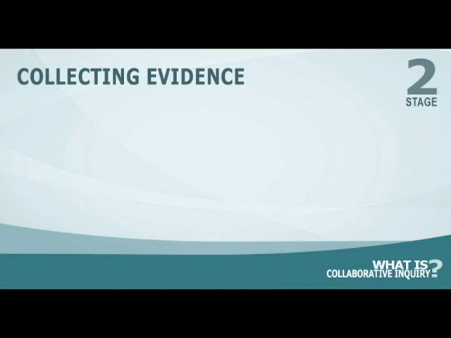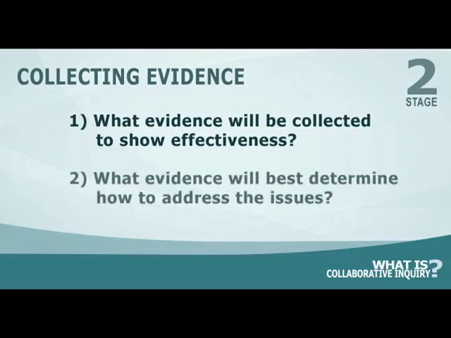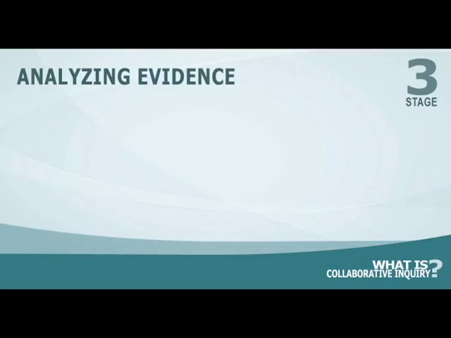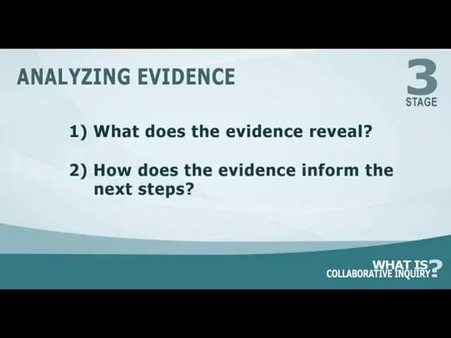The next stage in collaborative inquiry involves the collection of evidence. So what is it that they're going to examine that will tell them if their actions have actually been effective? And what kind of evidence is going to best determine how they can address the issues? So they identify that evidence. And in the third stage, they come together to analyze the evidence. And so what is the information telling them that's going to inform their next steps?